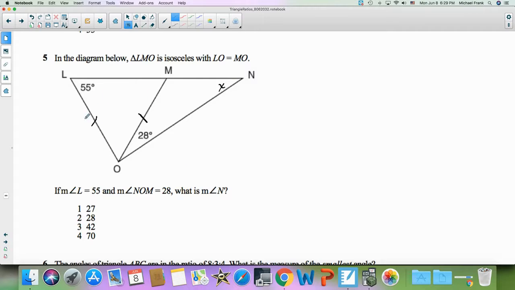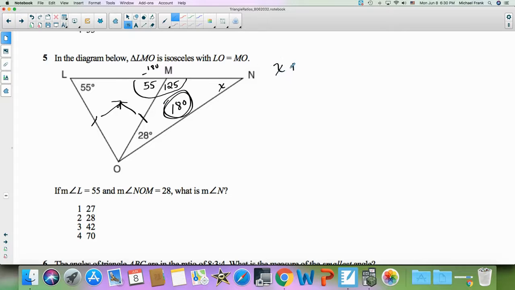Well, if this is isosceles, and these are the two sides that are the same, that means their opposite angles have to be the same. So if this is 55, this also has to be 55. If that's 55, this angle right here next to it has to add up to 180. So if we take 180 and subtract the 55, you end up with 125.